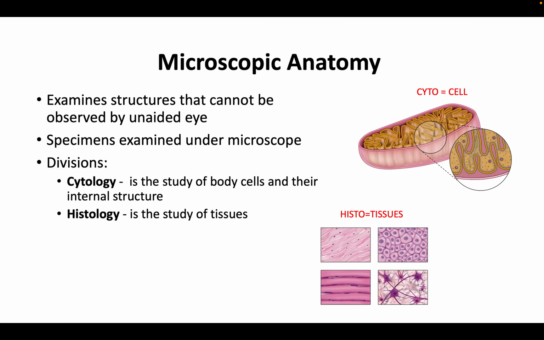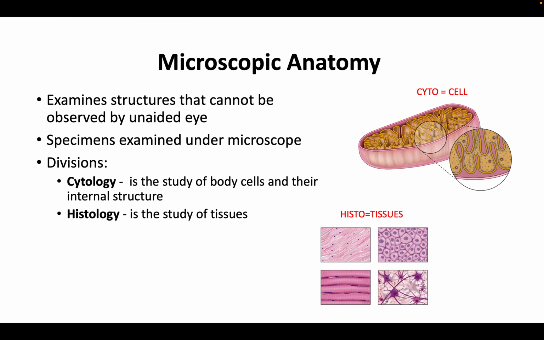So for microscopic, we're going to have two different divisions. One of these is going to be cytology, and one of these is going to be histology, right? Cyto, the prefix cyto means cell, right? So cytology, and remember, anytime you see the term ology or logy, that's referring to study. So this is the study of cells, right? So study of cells and how they are composed, where they're located.